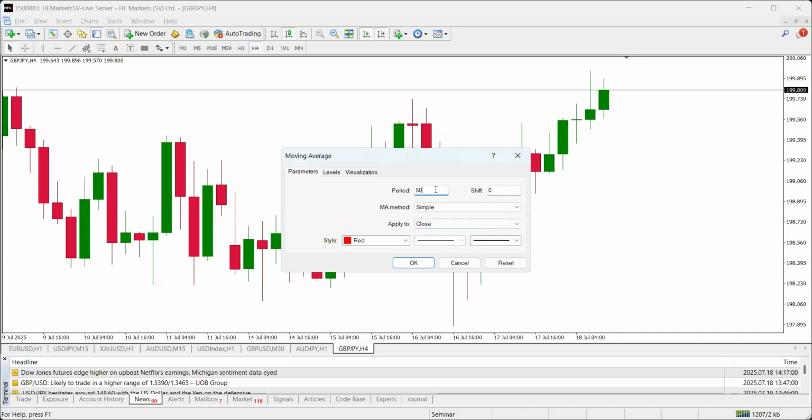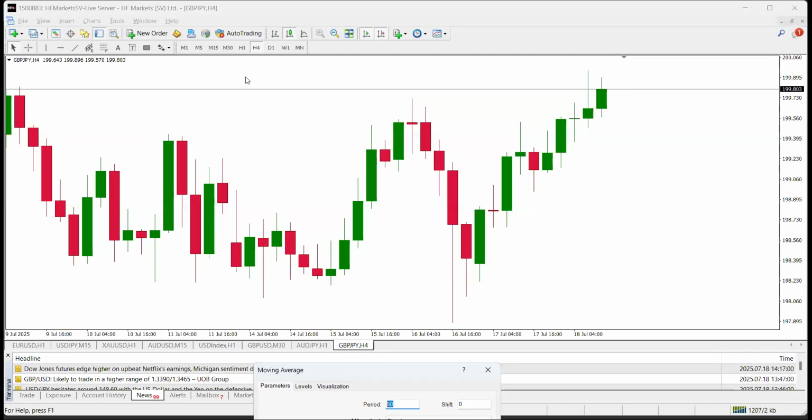Now, the one that says period here talks about for how many candles, I will call them candles in this case. When it comes to moving averages too, the time frames are also important. Right now, I am moving to the 1 hour time frame.